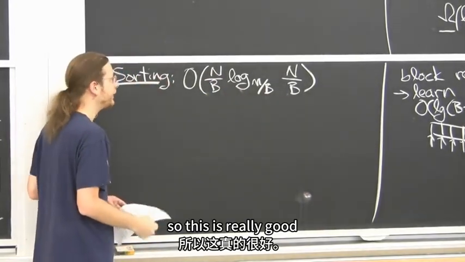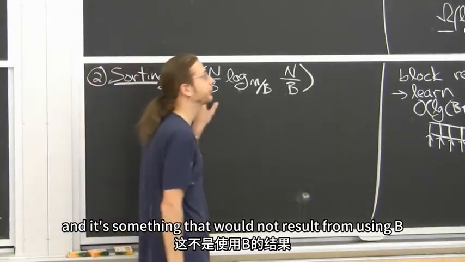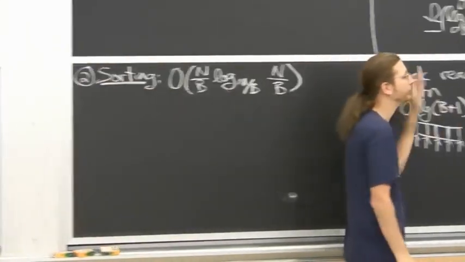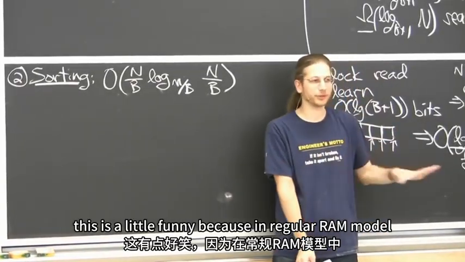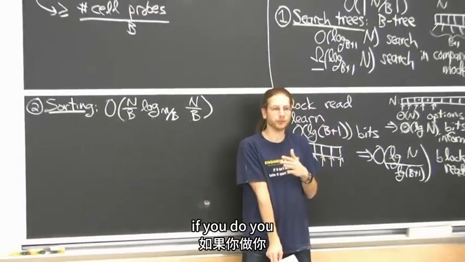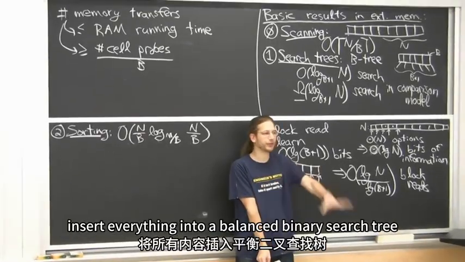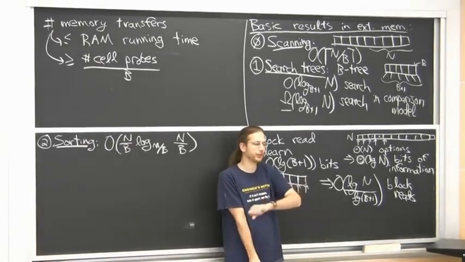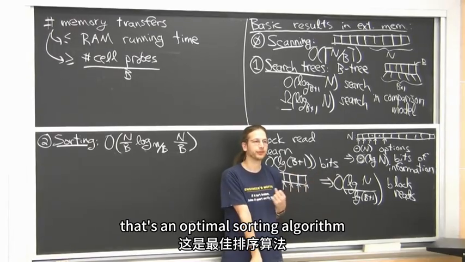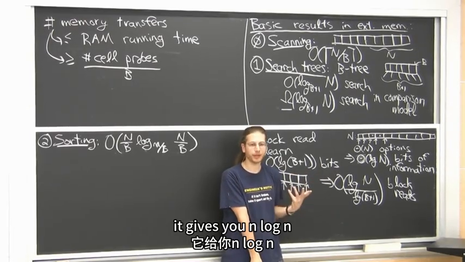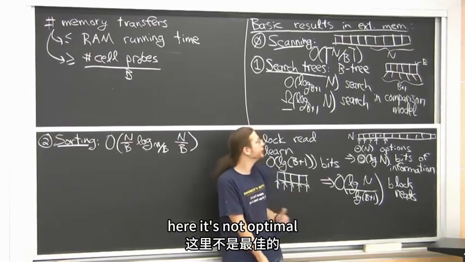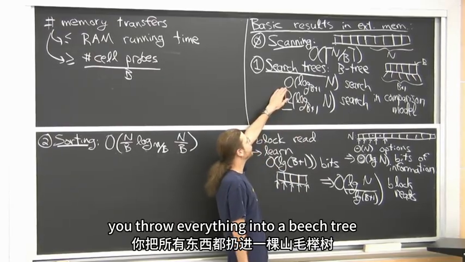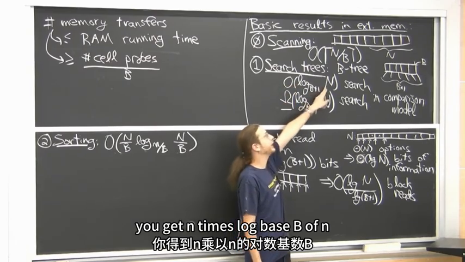So this is really good, and it's something that would not result from using B-trees. This is a little funny, because in the regular RAM model, if you insert everything into a balanced binary search tree, then do an in-order traversal, that's an optimal sorting algorithm. It gives you n log n. Here, it's not optimal. You throw everything into a B-tree, you get n times log base b of n.